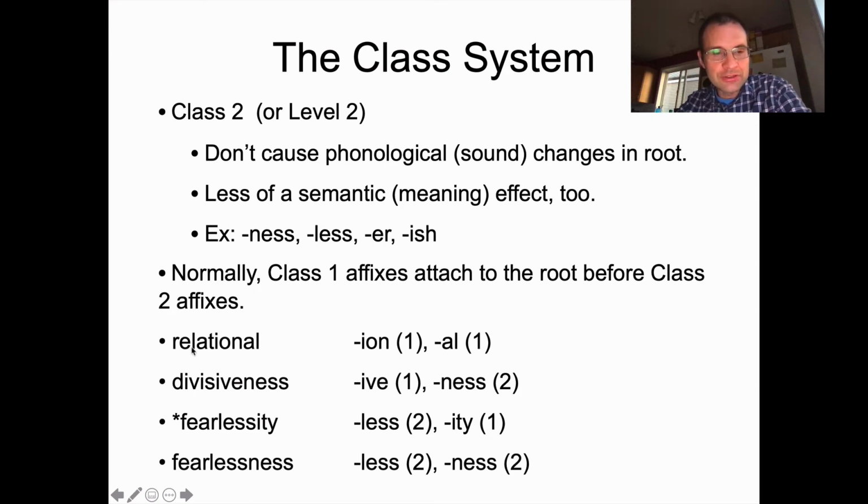Yeah, relational, it starts out with the relate. When we add the ion to it, that changes the T from a T to a sh sound. And then we add ul to it at the tail end. But in this particular case, the ul also happens to be a class 1 affix.